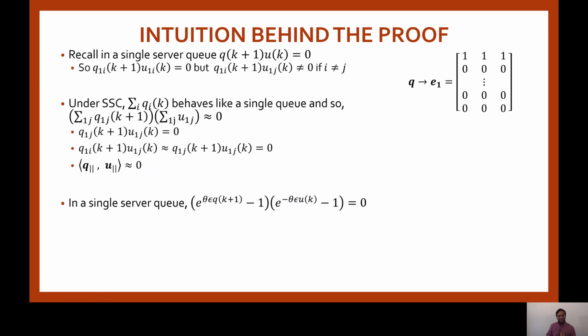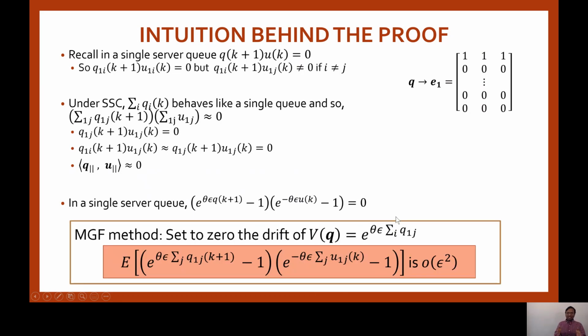Then I showed you the distribution. How do we get the distribution? In a single server queue, we set the drift of the exponential test function to 0. And then we generalize this q u equal to 0 to this form, e^q minus 1 times e^u minus 1 equal to 0. So here, to get the distribution under complete resource pooling, we need to do essentially the same thing. My Lyapunov function is e to the power of the summation of q. Summation q is essentially like q parallel.